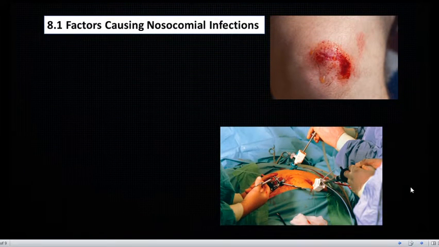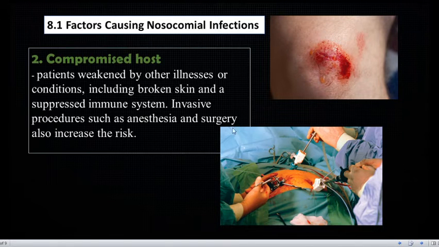So, the second factor for causing your nosocomial infection is a compromised host. So, ito na yung mga patients with weakened immune system. Okay? They can be patients weakened by other illnesses, so may sakit, or other conditions, including a broken skin. So, when you say broken skin, pwedeng different types of wound, okay? That can serve as an entrance for pathogens, and the suppressed immune system. So, invasive procedures such as your anesthesia and surgery also increase the risk.